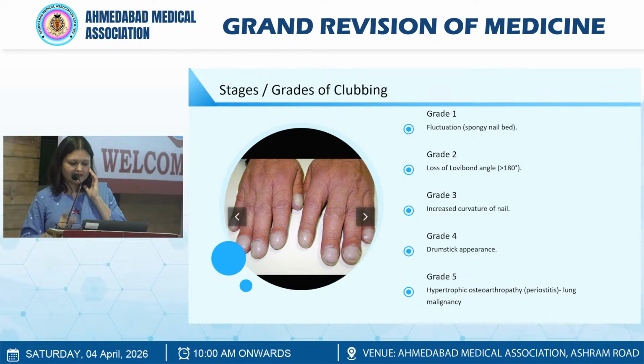Okay. Stage 2 is loss of Lovibond angle. Usually Lovibond angle is less than 160 degree. Here it becomes more than 180 degree. Third is increased curvature of nail. Fourth is drumstick appearance. Fifth is HOA, hypertrophic osteoarthropathy. Usually seen in CA lung.